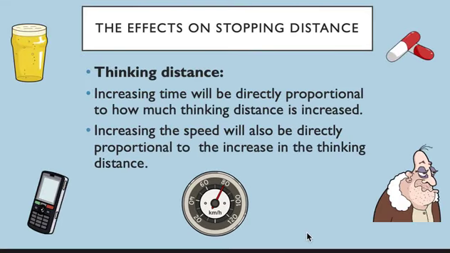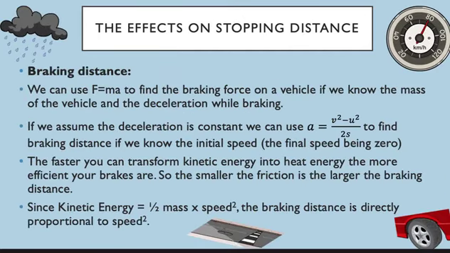Okay, so how do these factors affect the change in distance? So the thinking distance, if you increase the time, that will be directly proportional to how much the thinking distance is increased. So whatever increase you have in the time, that will directly link to the distance you're travelling. Increasing the speed will also be directly proportional to the increase in the thinking distance. So basically increasing the time or increasing the speed will be directly proportional to the distance that you will be travelling further because of the increase in the thinking distance and thinking time.